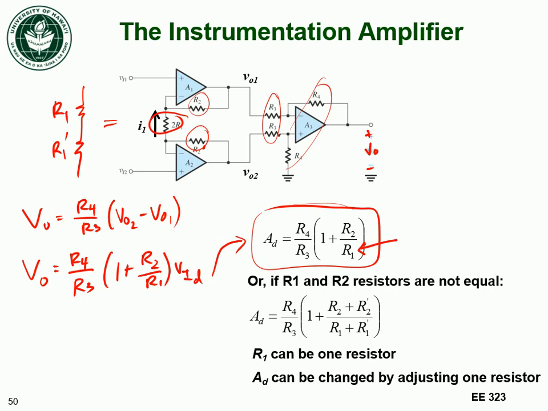What's a disadvantage? Any disadvantages to this? Or would I always want to make an instrumentation amplifier instead of my single stage op-amp difference amplifier?